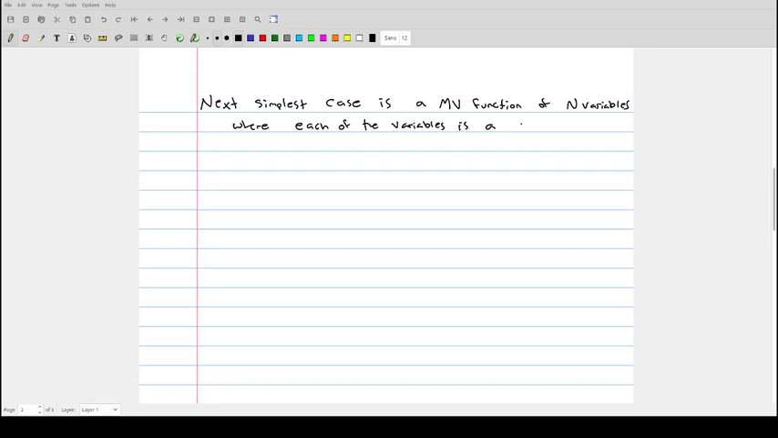So let's say the next simplest case that we consider is if w is equal to a multivariable function of a certain number of variables, and each one of those variables depends on a single value. So each one of those variables is a single variable function. So we'll say that the next simplest case is a multivariable function of n variables where each of the variables is a single variable function.